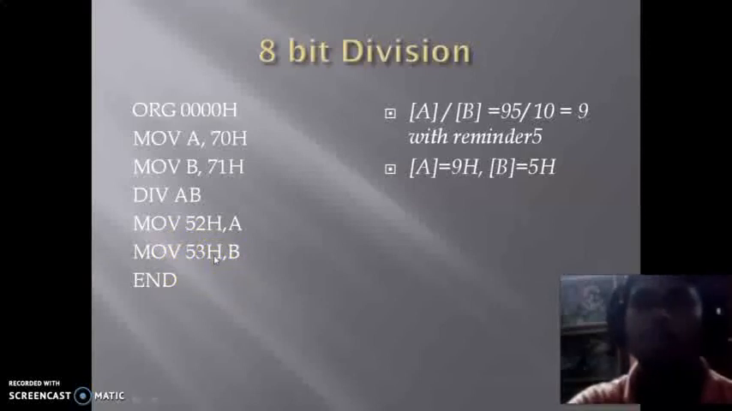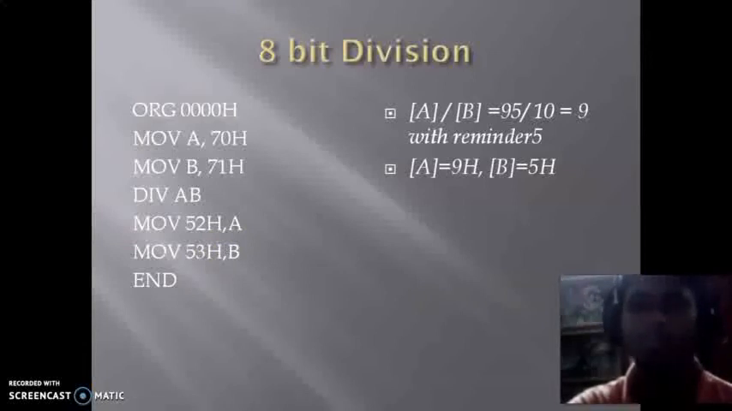Now here we can take an example. The content of A is, say, 95 and the content of B is 10. After dividing, we will get the quotient 9 and the remainder 5. So 9 will be stored into A, meaning it will be stored into 52H, and remainder 5 will be stored into B, meaning it will be stored into RAM location 53H. So that is the 8-bit division operation that can be done in the case of the 8051 microcontroller.